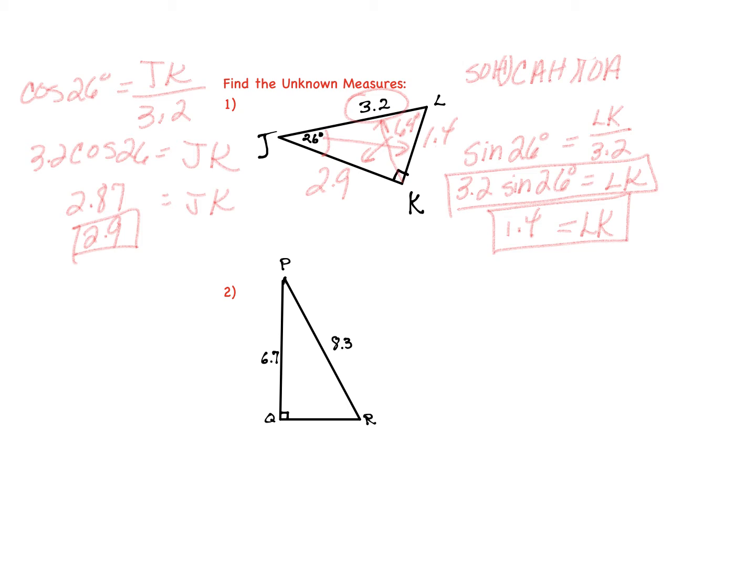So that would be 8.3 is the hypotenuse, so that is my c squared. So 8.3 squared equals 6.7 squared plus b squared, or I could say plus QR squared.